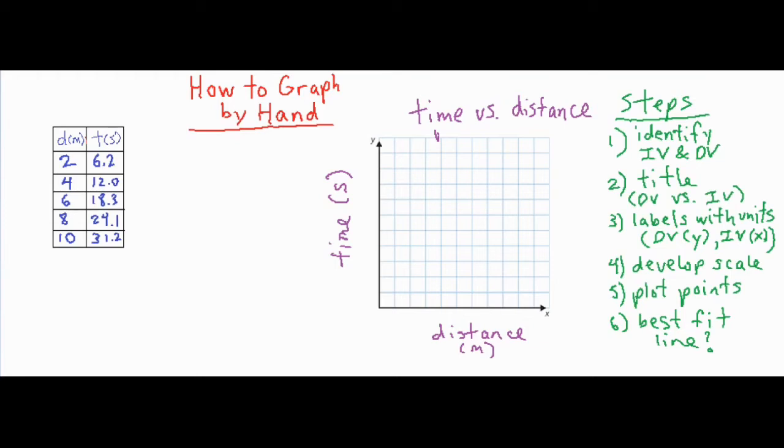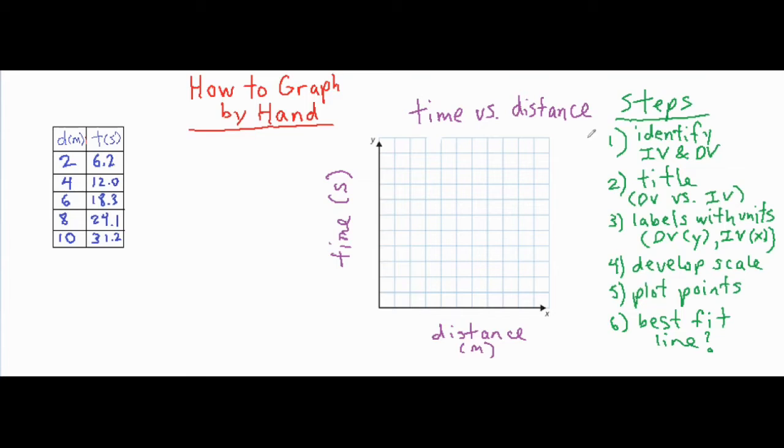Okay, we've completed steps 1, 2, and 3. We've identified our variables first so that we can make sure that we place them correctly. And then we did step number 2, which is to title our graph, the dependent variable versus the independent variable. So ours specifically is time versus distance. And then step 3 is labeling each of the axes with the proper name and the unit. The independent variable always goes along the x-axis, and then the dependent variable always goes along the y-axis.